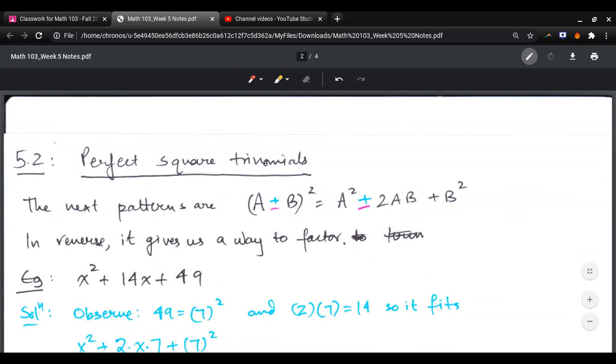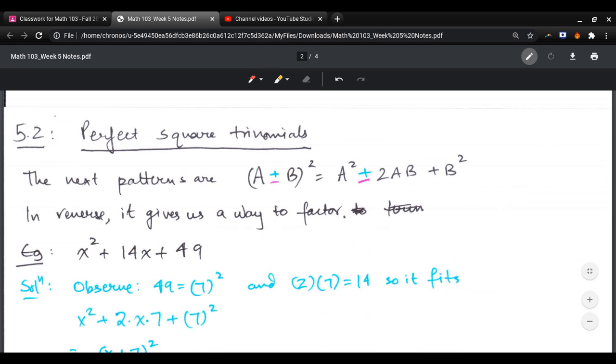Then there's a perfect square trinomial. The pattern is that if you have a plus minus b squared, it becomes a squared plus minus 2ab plus b squared. So notice the a squared and b squared remain the same. The only sign that changes is for the ab term, and it's because of the differences in sign between a and b in the parentheses. In reverse, it always gives a way to factor, because remember, foiling is just the inverse process of factoring.